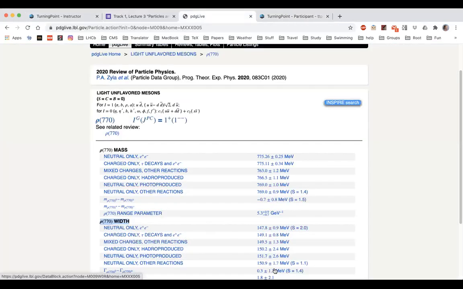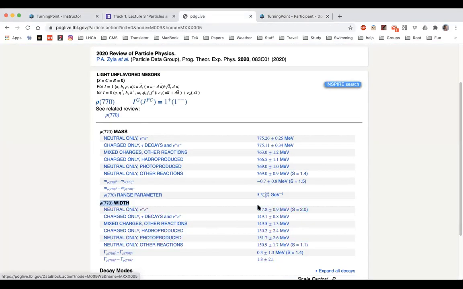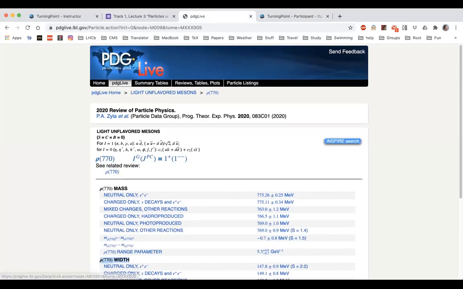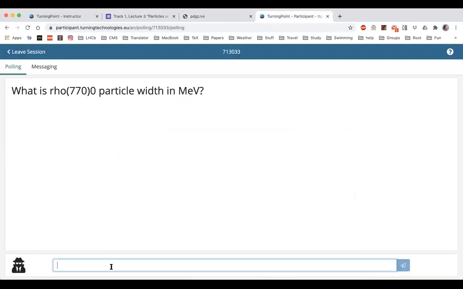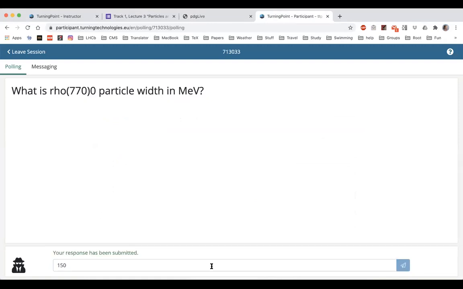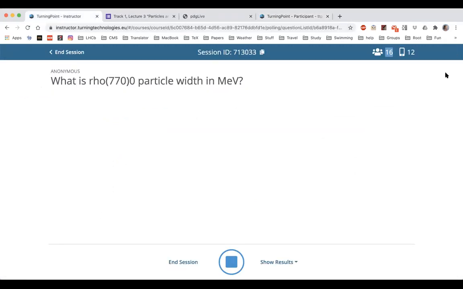So I go to the website and I see some numbers. They are a bit different because there is experimental uncertainty. I put just some number. It doesn't matter. All of them are correct. What matters is the order of magnitude. So I put 150 and I send this answer. Your response has been submitted, right? So now 12 people out of 16 have answered. So 4 still didn't. And as I understand, at least for one of you, you just cannot write there anything, right?